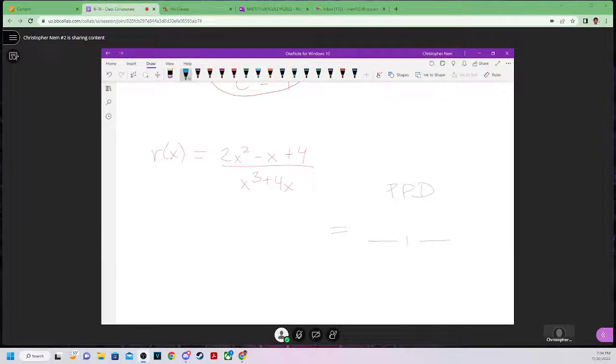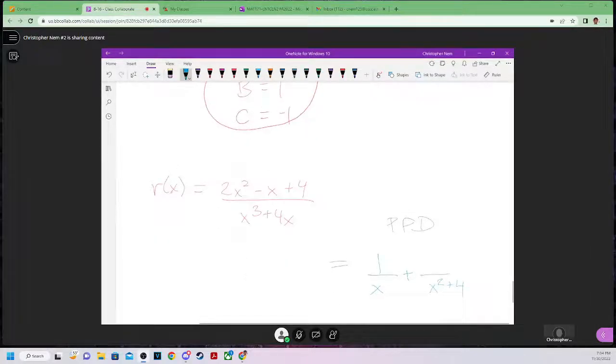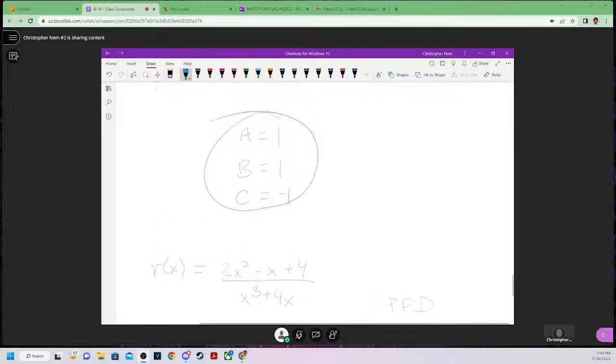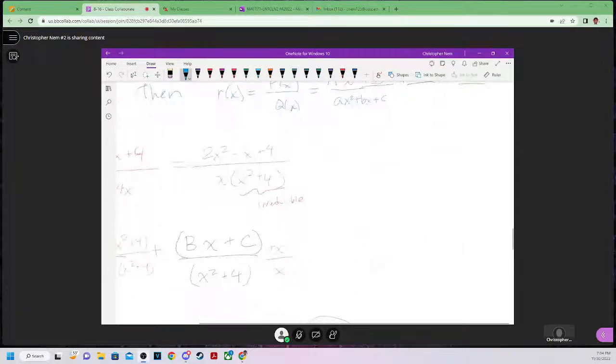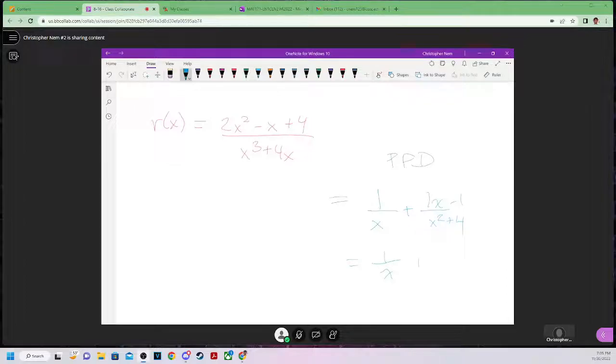It's only 2 fractions. The denominator of the first one was x, and the denominator of the second one was x squared plus 4. And now my numerators for these, the first one's going to be 1. The second one is written in terms of bx plus c. So it's going to be the b value, which is 1, x plus c, which is -1. So this is exactly 1 over x plus x minus 1 over x squared plus 4. This is our partial fraction decomposition for case 3.